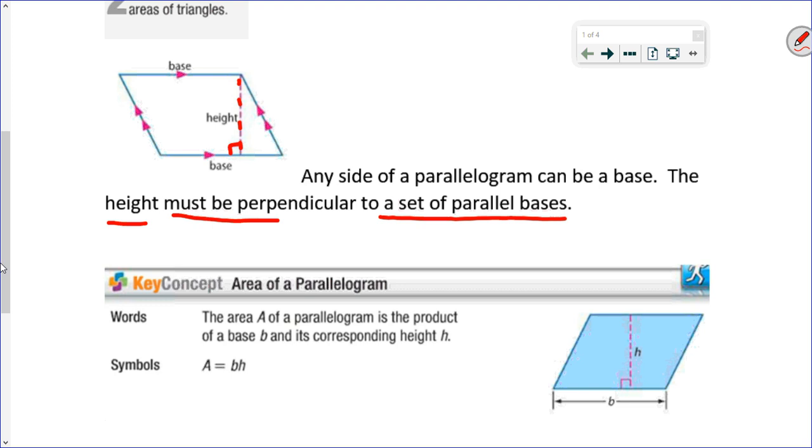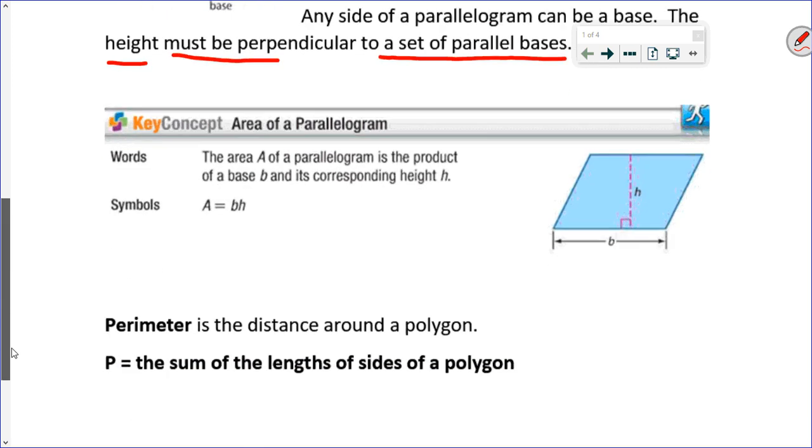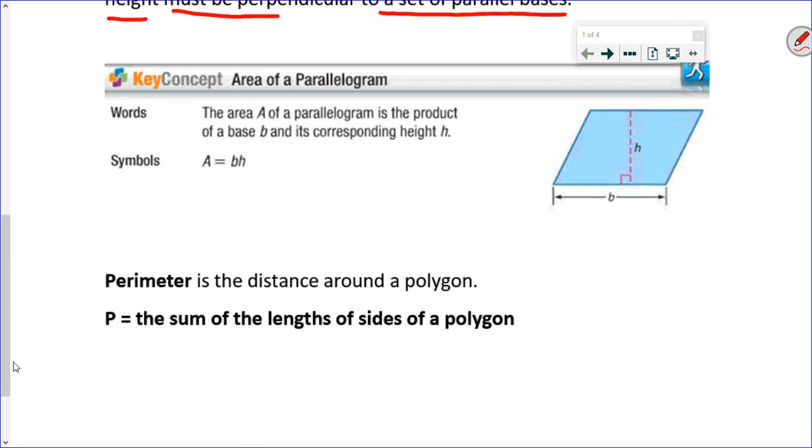And our key concept here, our first main idea, area of a parallelogram. The area A of a parallelogram is the product of the base B and its corresponding height H. So area equals base times height. Perimeter, again, that's the distance around the polygon, so the sum of the lengths of the sides of the polygon.